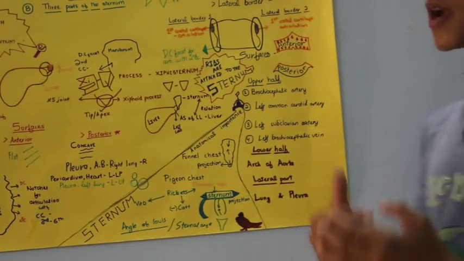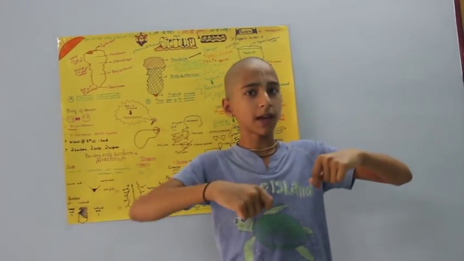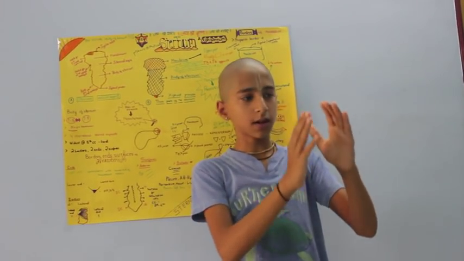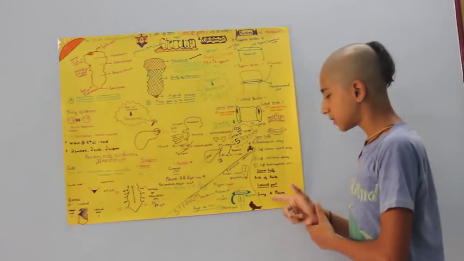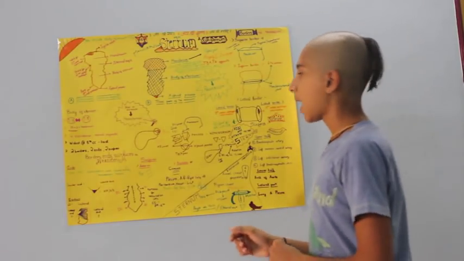And the lateral part is connected to the lung and the pleura behind. So pleura is the small blanket type of sheet that holds the lung in it. Holds both of the lungs in it. And that is also touching the manubrium at this level, lateral half.